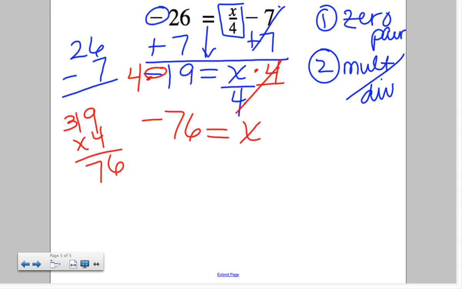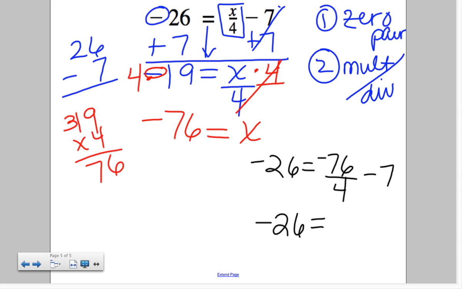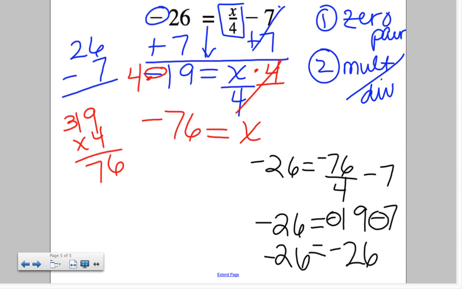Again, to check this, I'm going to plug in negative 76 where the x is in the original problem, writing it left to right. So negative 26 has to equal, if negative 76, and we have to divide or subtract, hopefully you're thinking divide. So negative 76 divided by 4 should be negative 19. And then if you put 19 and 7, same or different signs? Hopefully you're thinking same signs. And when you have same signs, you're thinking addition. So we're going to add 19 and 7. But because 19 and 7 are both negative, the answer is going to be negative. So that checks out.